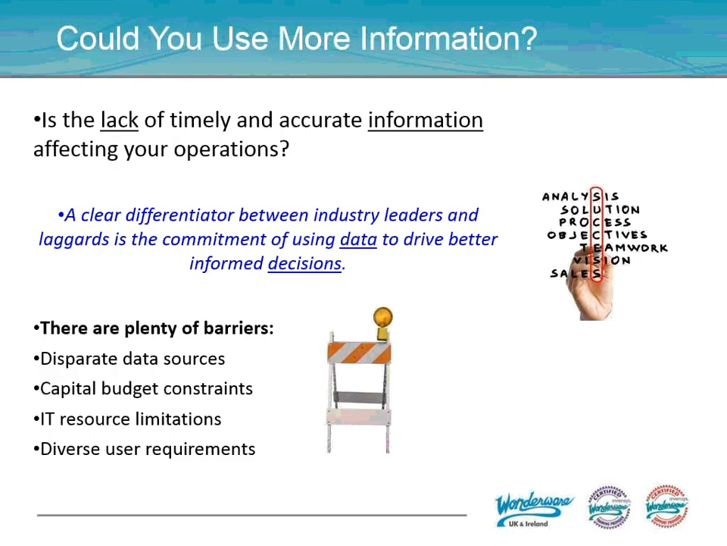So the lack of timely and accurate information can affect the way your plant operates, and it's clearly defined that industrial leaders need to know how to use the data to make informed decisions properly. But when you're trying to get these reports, there are a lot of barriers. For example, there are lots of different data sources that this information can come from. Nowadays there are budget constraints. There might be a limited amount of IT resources because they are maintaining the rest of the systems, and each user might have different requirements.